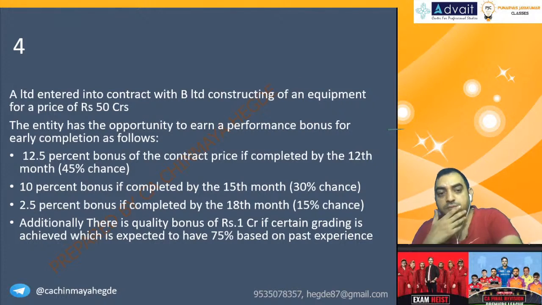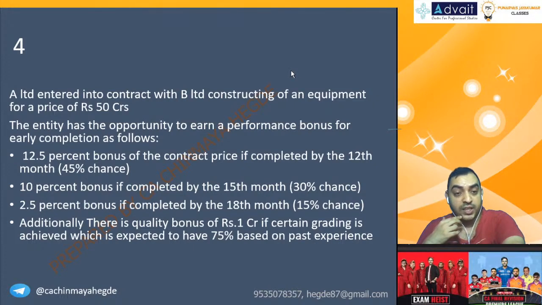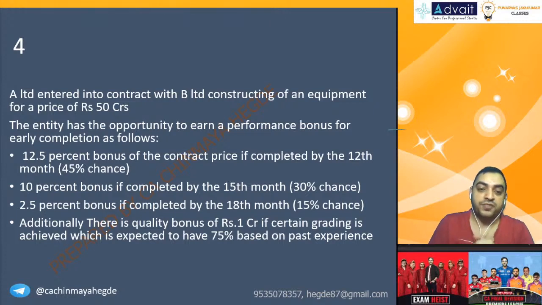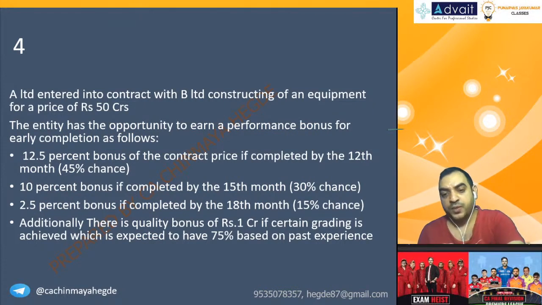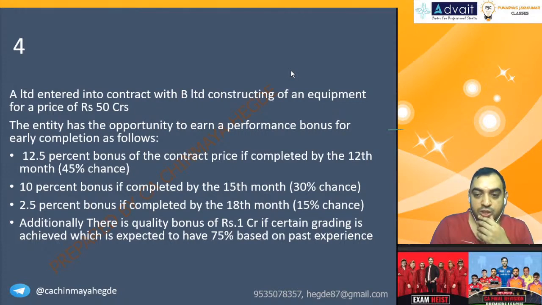Okay, let's go for a problem. A Limited entered into a contract with B Limited for constructing an equipment for a price of 50 crores. The entity has the opportunity to earn a performance bonus if early completion is as follows. 12.5% bonus of the contract price if completed by 12th month, 45% chance. 10% bonus if completed by 15th month, 30% chance. 2.5% bonus if completed by 18th month, 15% chance. Additionally, there is a quality bonus of 1 crore if a certain grading is achieved, which is expected to have 75% chance based on past experience.